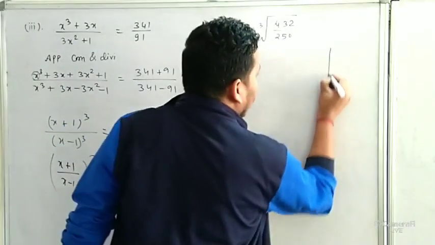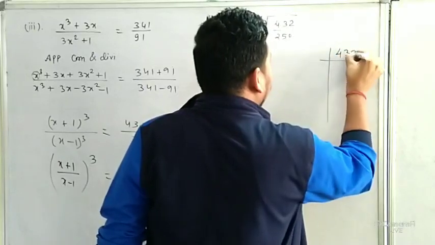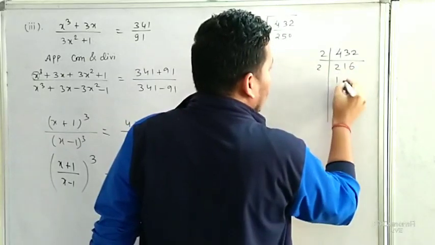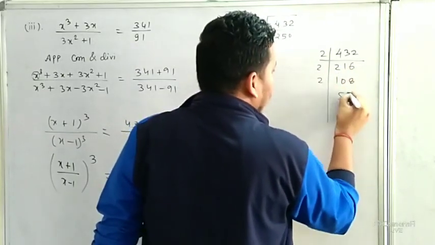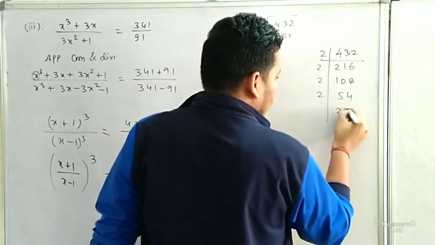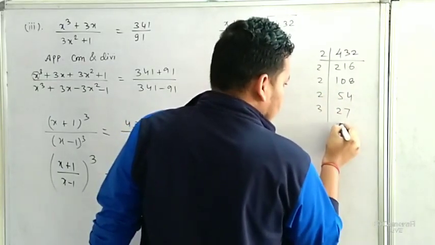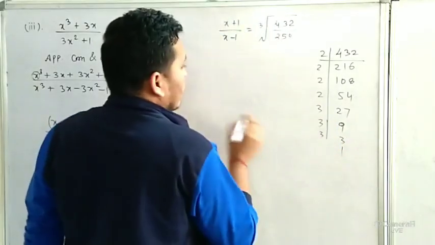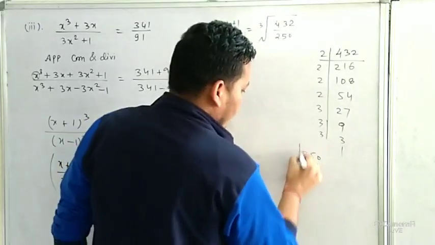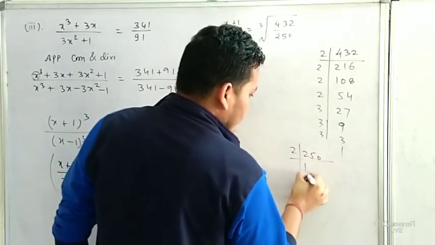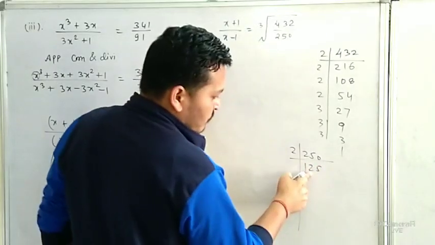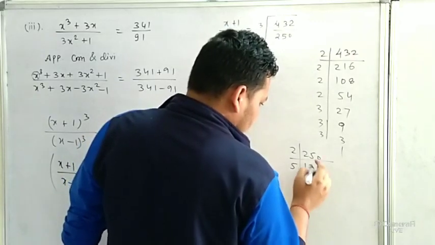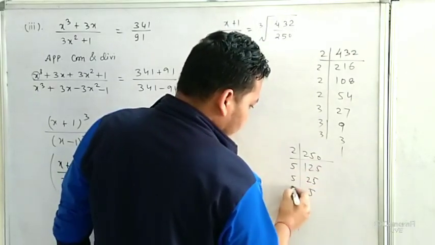If you have any problem, you can write the prime factorization of 432. So 2 2s are 4, then 2 1s are 2, then 2 6s are 12, 2 1s are 2, then 0, 2 8s are 16, then 2 5s are 10, 2 4s are 8, then 2 2s are 4, 2 7s are 14, then 3 3s are 9, 3 3s are 27, 3 3s are 9, 3 1s are 3. Then the second is 250. Find the prime factorization. So 2 1s are 2, 2 2s are 4, 2 5s are 10. Next, check directly on 5. So 5 2s are 10, 5 5s are 25, 5 5s are 25, 5 1s are 5.